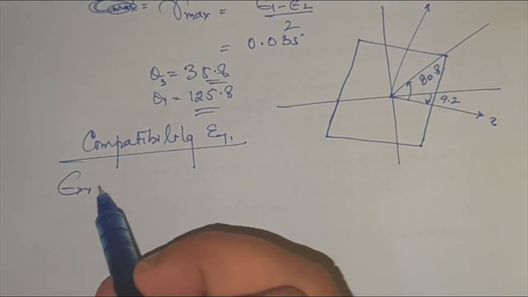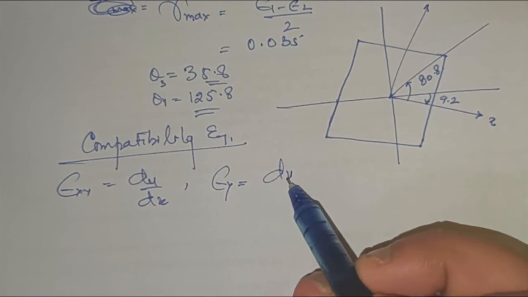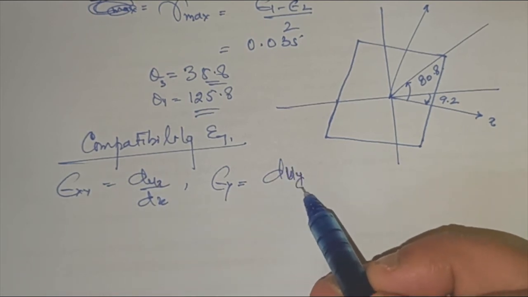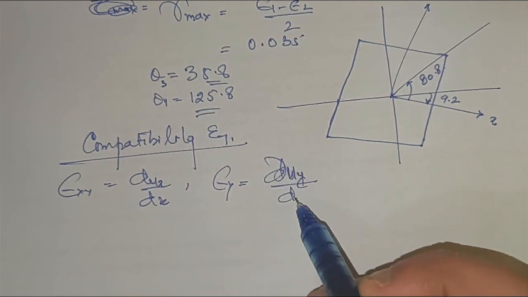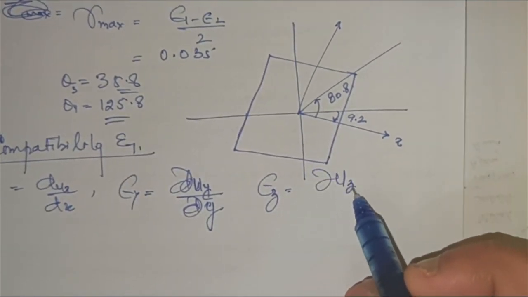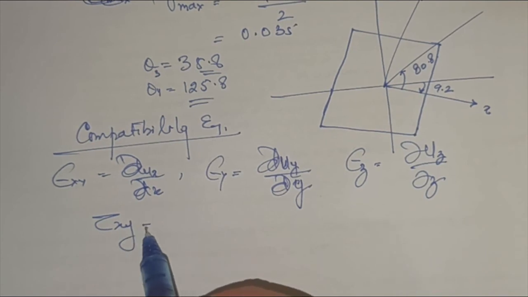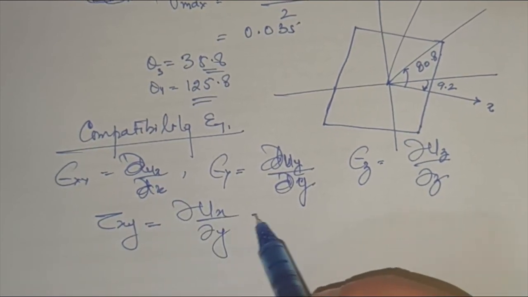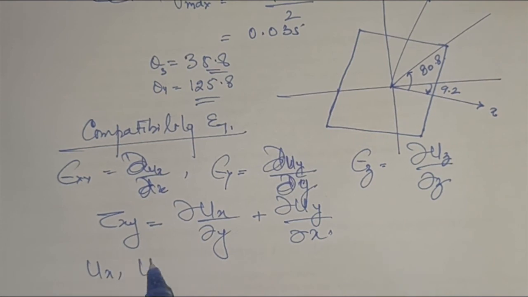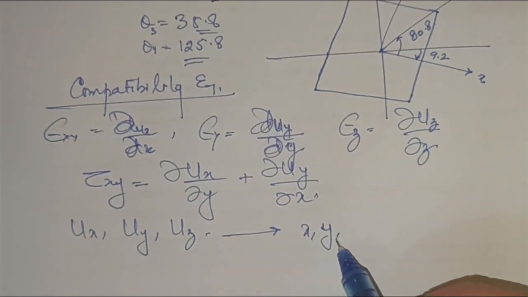Now we know that the strain along the x-axis is del ux by del x, along the y-axis is del uy by del y, and epsilon along the z-axis is del uz by del z. These are all partial derivatives, correct? And tau xy is del ux by del y plus del uy by del x. So the displacements are ux, uy and uz, in the x, y and z directions.